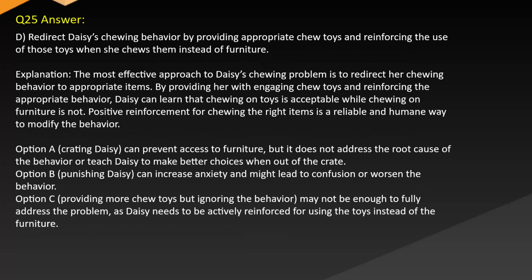Answer: D. Redirect Daisy's chewing behavior by providing appropriate chew toys and reinforcing the use of those toys when she chews them instead of furniture. Explanation: the most effective approach to Daisy's chewing problem is to redirect her chewing behavior to appropriate items. By providing her with engaging chew toys and reinforcing the appropriate behavior, Daisy can learn that chewing on toys is acceptable while chewing on furniture is not. Positive reinforcement for chewing the right items is a reliable and humane way to modify the behavior.